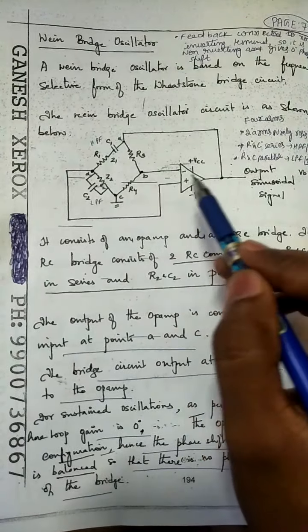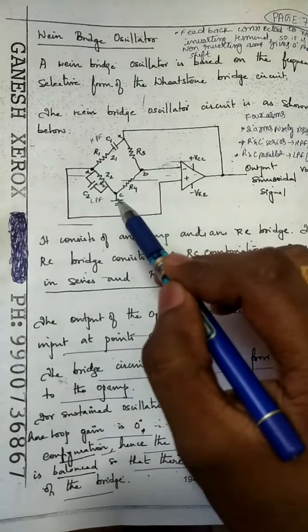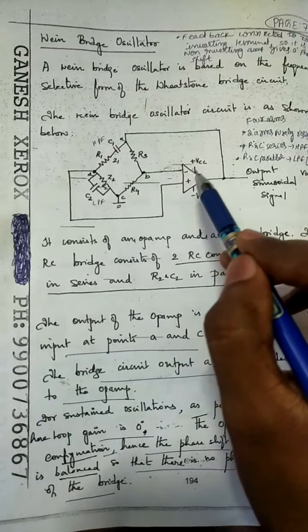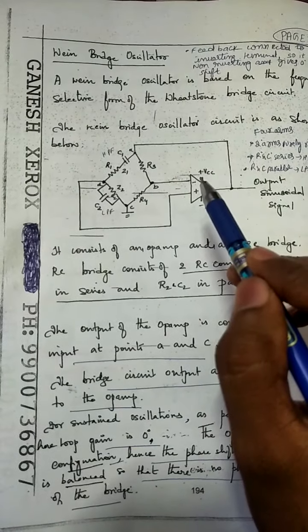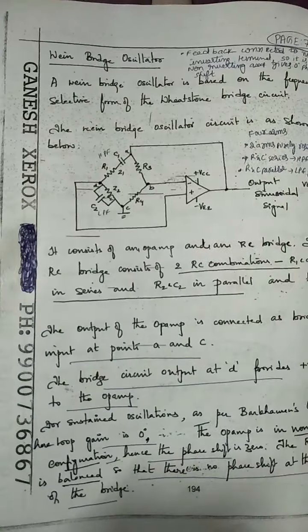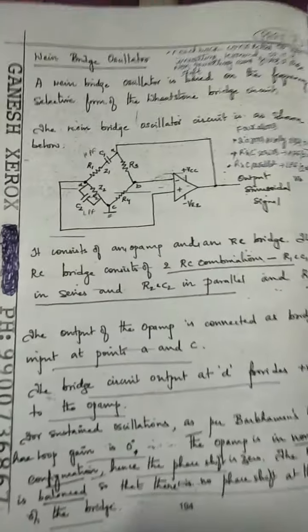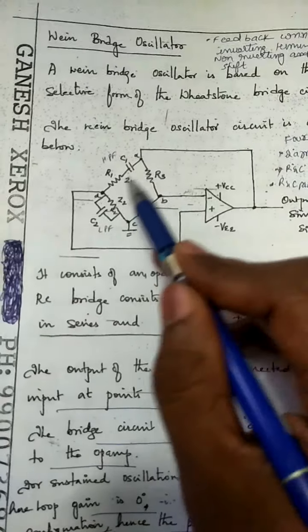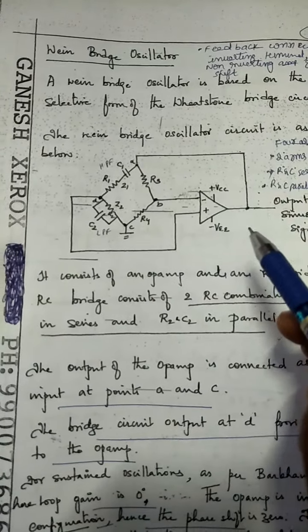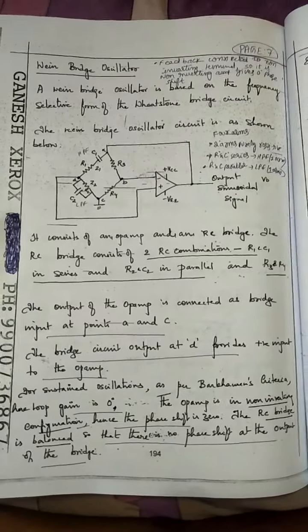So for the feedback path, here you have A and C, and the D terminal is connected to the non-inverting terminal, and B is connected to the inverting terminal. This is a Wien bridge oscillator. The bridge should be balanced, so as to get a non-inverted waveform. Okay, thank you.